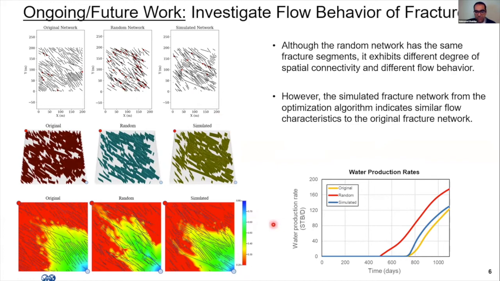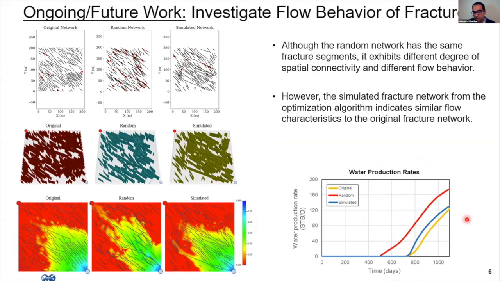After a specific number of simulations, you can see that in the random network, the water has already reached the production well because of the higher degree of connectivity between fractures, as is evident in this picture. But in the original and in the simulated fracture network, the waterfront is still far away from the producer. This is also evident from the water production rates, in which the water breakthrough occurs earlier than in the other two network models.